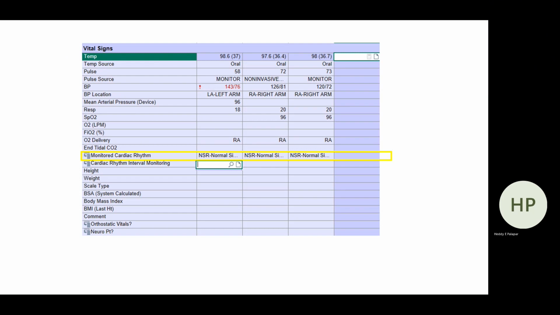Another gap in nursing practice related to cardiac monitoring documentation is documenting the cardiac rhythm interval. You select yes for cardiac rhythm interval monitoring to open up the documentation flow sheet. A complete rhythm strip should include the patient name, the MRN, the date and time, leads recorded, PR, QRS, QT intervals, and rhythm interpretation.